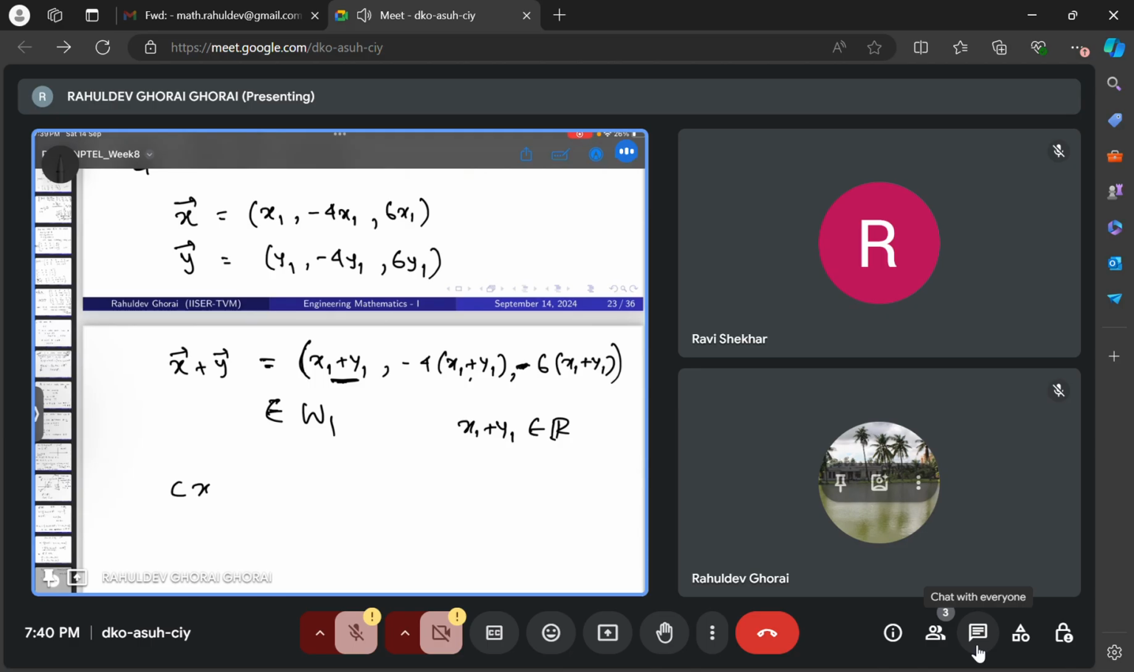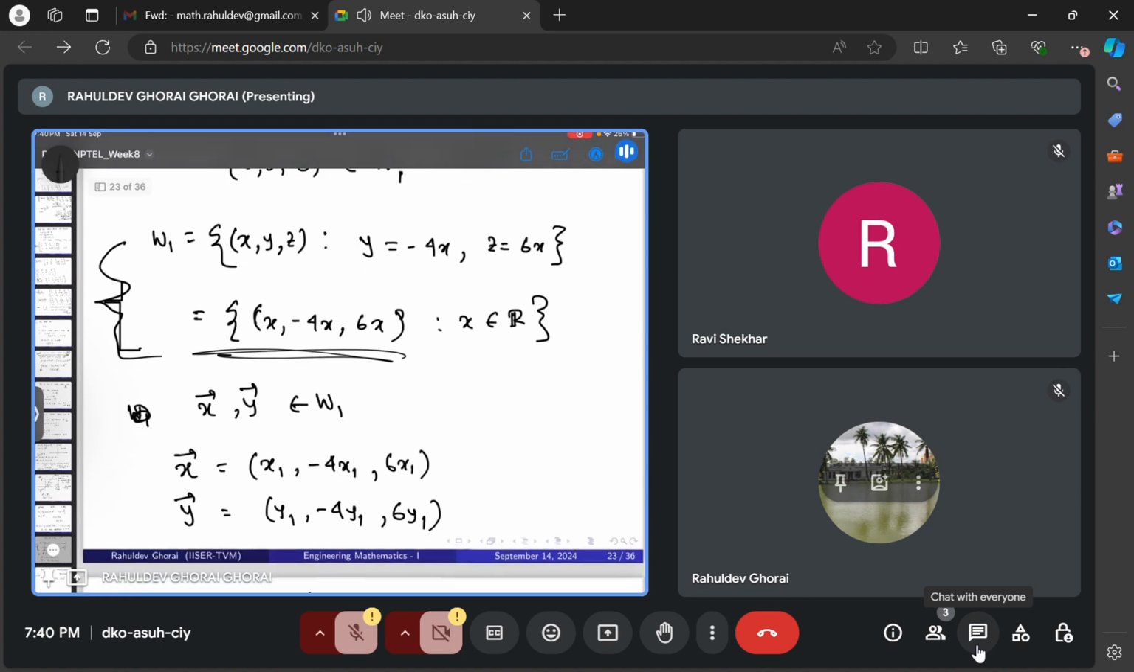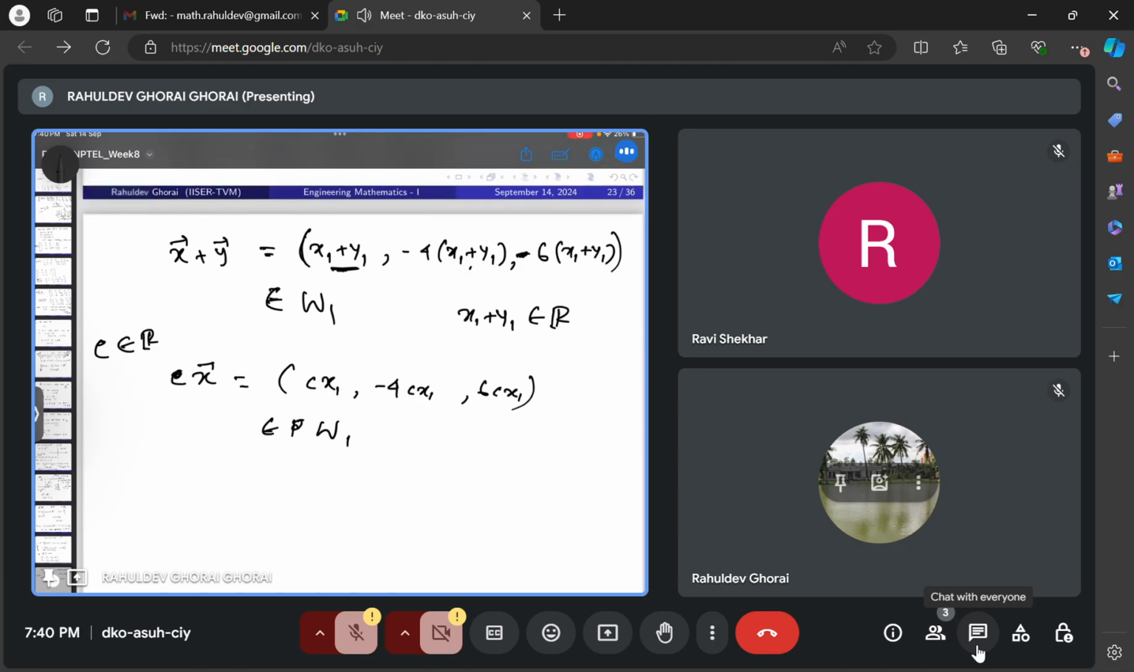And now you multiply with some constant c, where c belongs to real numbers, then that will be cx1, minus 4 times cx1, 6 times cx1. So you can easily see that this belongs to W1 also. It becomes easier once you do this transformation, right? Otherwise it might look a little difficult. If you start with x bar as x1, y1, z1 like that, it might work, but it's okay. So this is how you can check whether a set is a vector subspace or not.